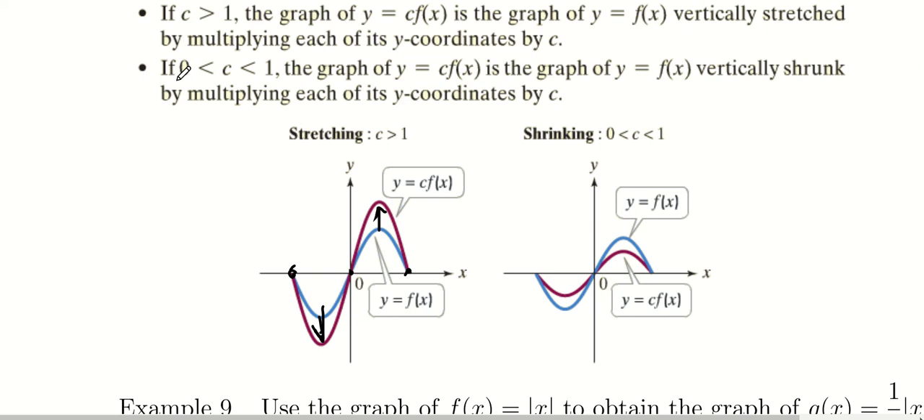Conversely, if we multiply by a value c that happens to be between 0 and 1, a fractional value like a half or 0.3, then the effect is that it vertically shrinks the graph of f. So it's going to compress it and move it closer to the x-axis.